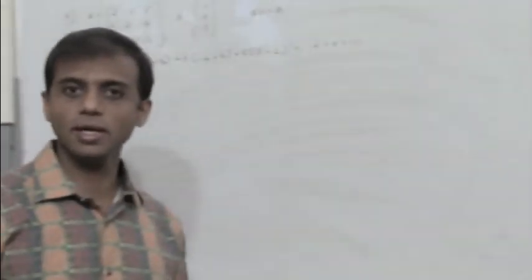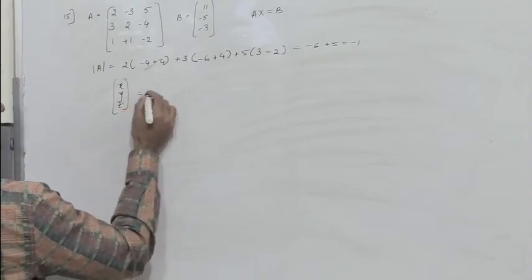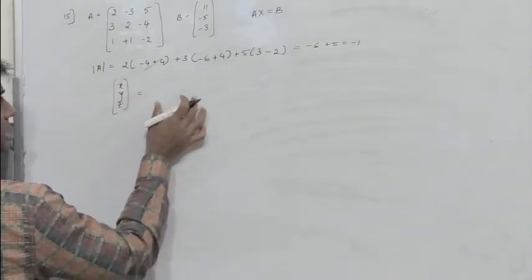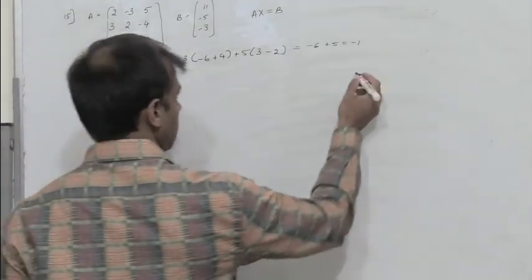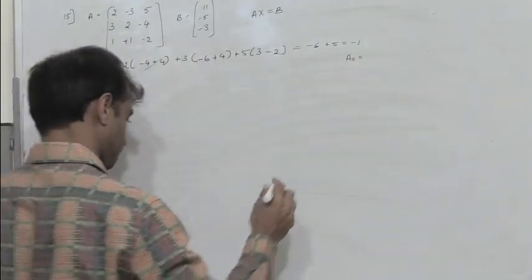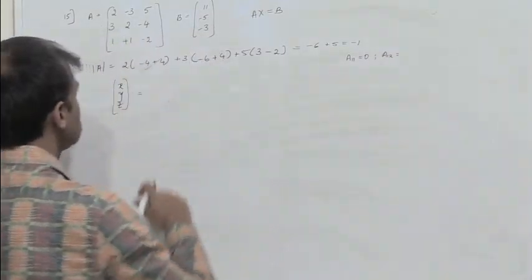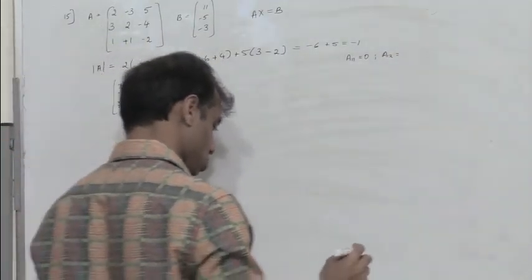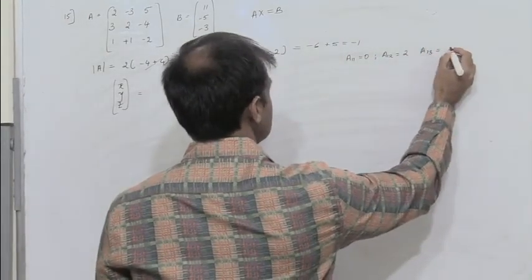Since the system is consistent, we need to find the values of x, y and z. How do we find them? It's equal to 1 by determinant A, adjoint A into B. To find the adjoint of A, let's find the cofactors. A11 is 0. Next, A12 is minus 2 with a minus sign, so we have plus 2. Next, A13 is 1.